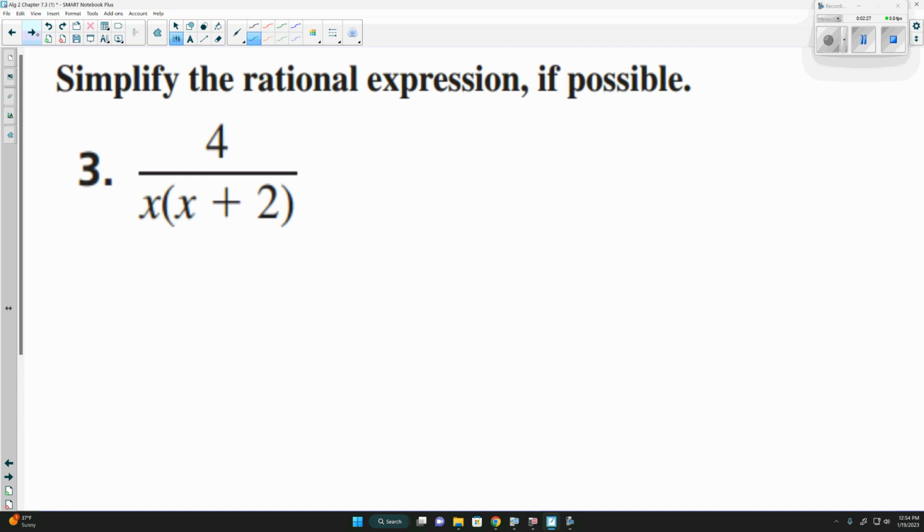Now let's go on and look at the first example, 4 over x times x plus 2. Is there something in common on top and bottom? No. It is simplified. Some might be tempted to want to simplify this 4 and 2, but we can't because the 2 is in the x plus 2. They're connected. We can't just cross those out. This is as simplified as it gets.